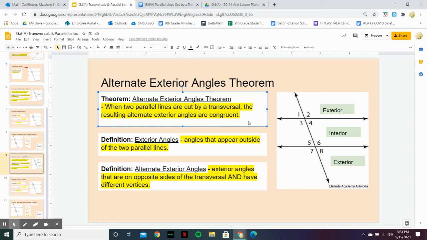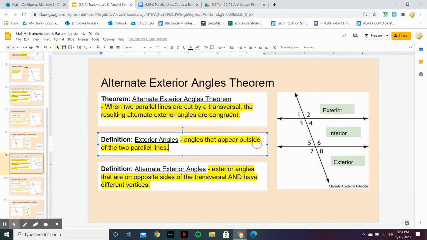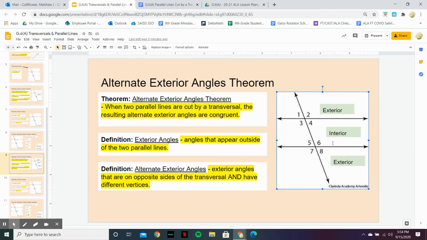And congruent means equal. Well, what are exterior angles, you might ask? Exterior angles are the angles that appear on the outside of the two parallel lines. So here are the exterior angles on the outside of these two parallel lines. And again, we have these angles are the interior ones.